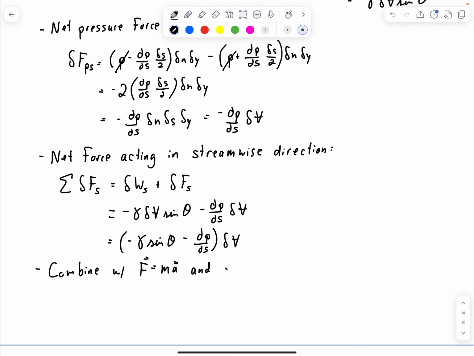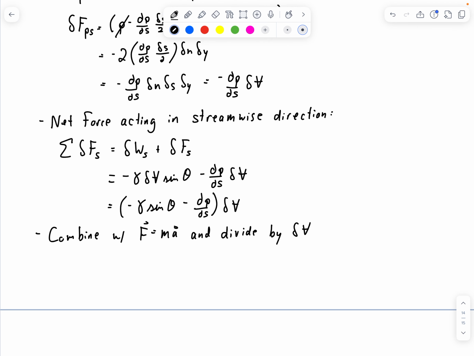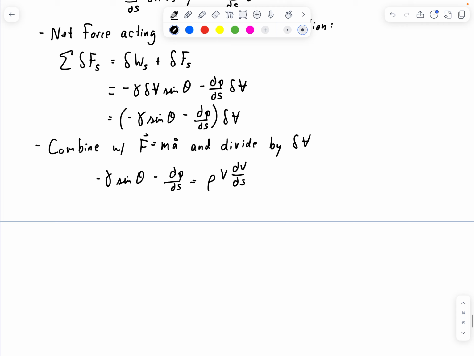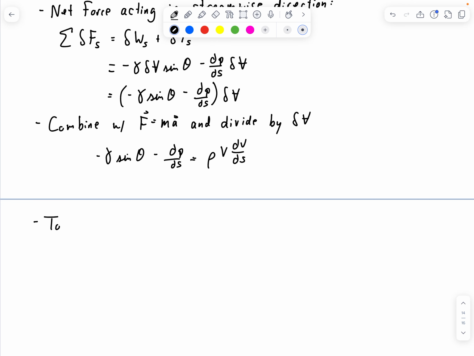And what we're going to do is divide through by this delta V term, which is present on both sides. And so when we do that, we end up with minus gamma sine of theta minus del P by del S. So again, those are all of our forces. And then on the right-hand side, we have our mass times acceleration. So we have rho V times del V by del S, which is our acceleration. So we're going to simplify this expression, and we're going to use three little tricks to do this.